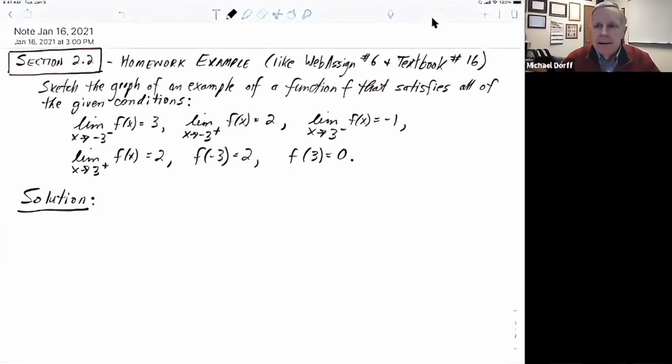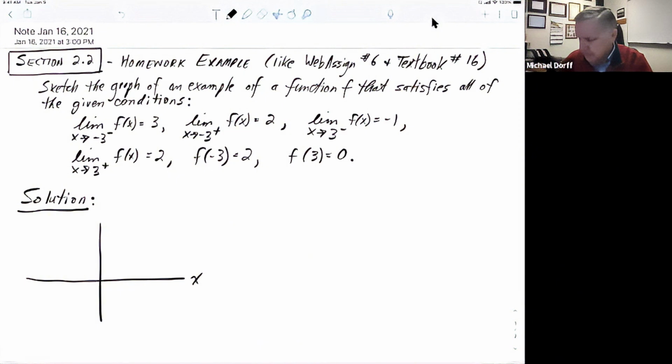And we're going to look at an example of a problem that's similar to a homework problem. In this one, we're supposed to sketch the graph of a function given certain conditions. And here we are given 6 conditions. So first thing I'm going to do is draw my axis. So here's the x-axis, here's the y-axis.